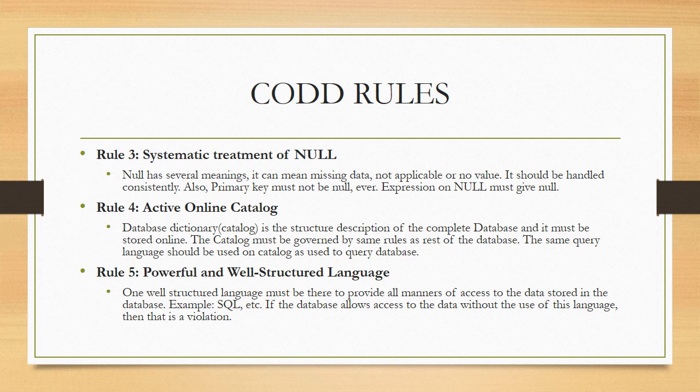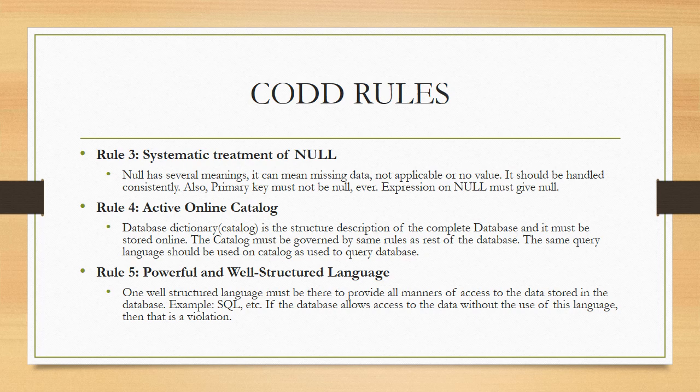Rule 4, active online catalog. The catalog represents the data dictionary, which is a structured description of the complete database, and it is stored online. It should have access privileges for users. A query language is the mode needed to access the database.